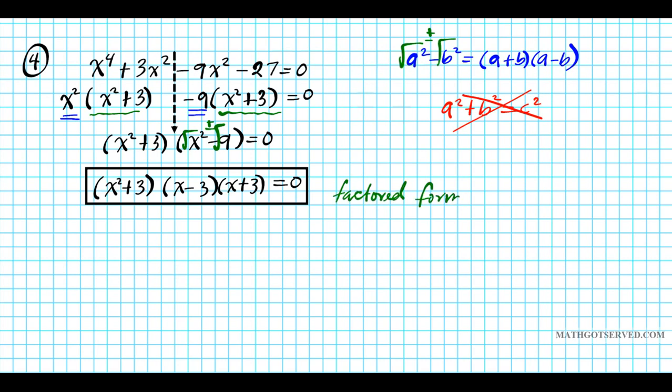Okay, to finish this problem off, we are going to use the zero product property to set each factor equal to 0 and solve for the solutions of the polynomial equation. So we have x squared plus 3 equals 0, x minus 3 equals 0, and x plus 3 equals 0. To solve the first one, we're going to isolate the square, subtract 3 from both sides, and we'll use the square root property, okay?